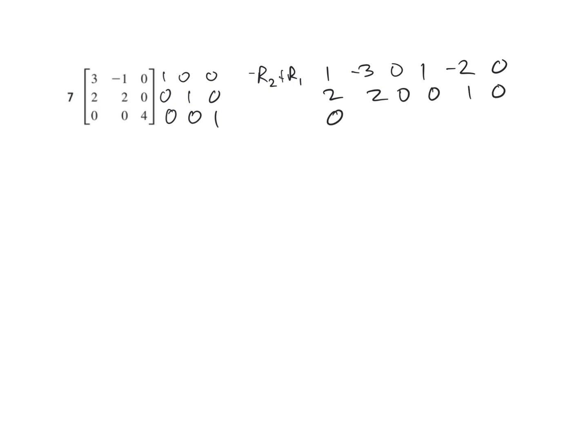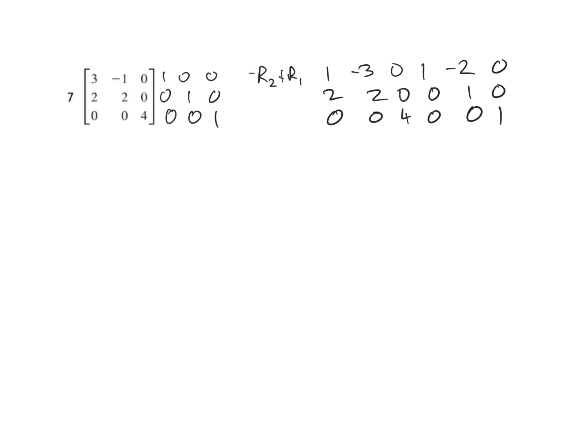Okay, so let's do number 7. So 1, 0, 0, 0, 1, 0, 0, 0, 1. So what are we going to do here? Let's go ahead and take negative row 2 plus row 1. And what do we get? So negative 2 plus 3 is 1. Negative 2 plus negative 1 is negative 3. 0 plus 0 is 0. 0 plus 1 is 1. Negative 2 plus 0 is negative 2. And 0 plus 0 is 0. Okay, and then we still have row 2 here. And row 3.